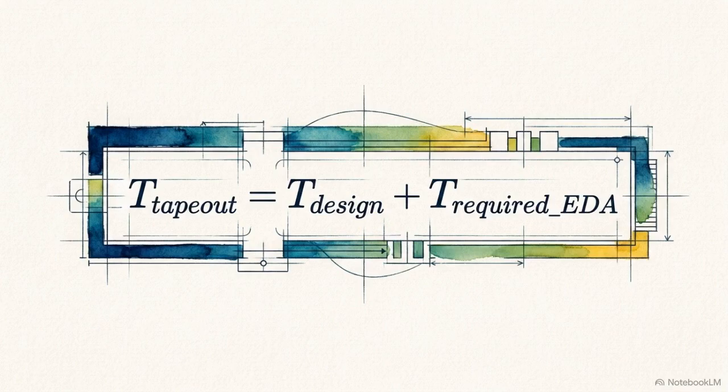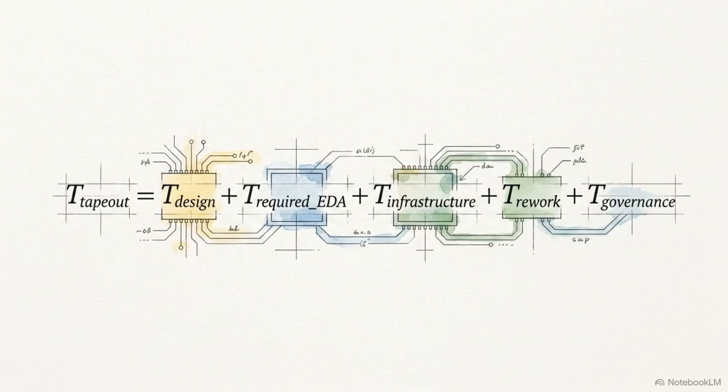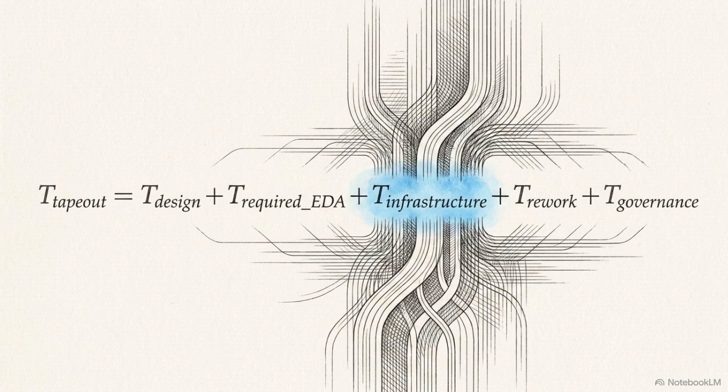The total time it takes to tape out a semiconductor design is governed by a strict mathematical sum. It is the time spent on the design itself, plus the required computation, plus infrastructure delays, rework, and final governance. To compress that schedule today, the highest leverage target is the infrastructure variable. The actual design and governance stages are bound by human engineering limits.